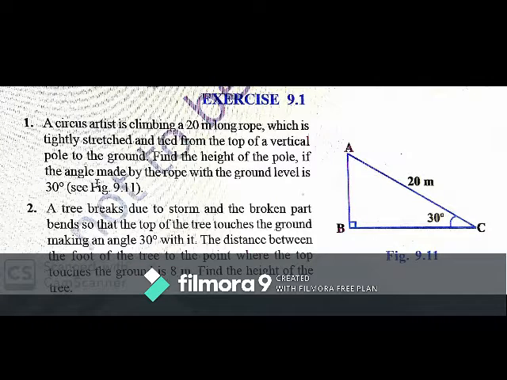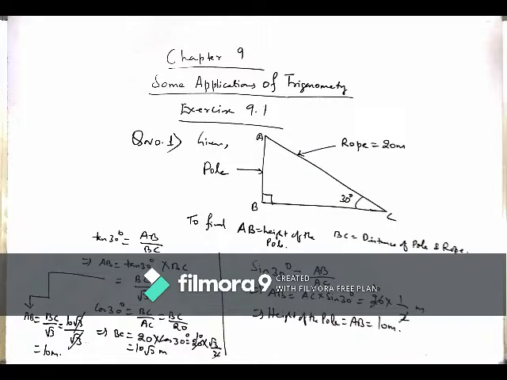Question number 1 says that a circus artist is climbing a 20-meter long rope, and a figure is also given just beside it. AC is the long rope, which is 20 meters, tightly stretched and tied from the top of a vertical pole, and the pole is AB, down to the ground. We need to find the height of the pole, that is AB, if the angle made by the rope with the ground level is 30 degrees. So this is the angle of elevation, 30 degrees. How we are going to solve that, we will see in this slide now.